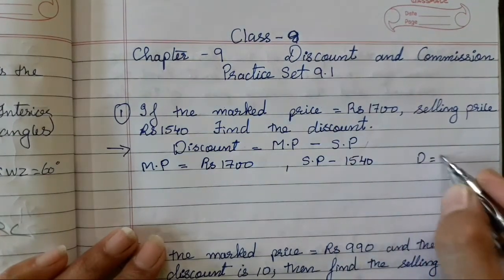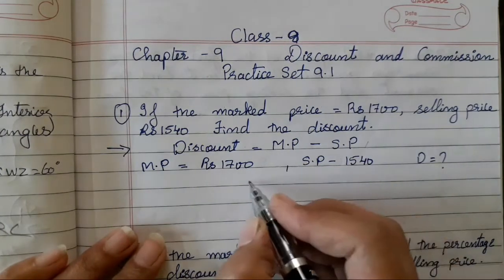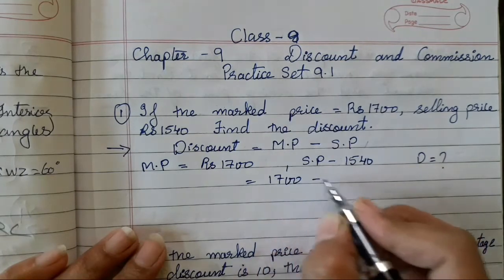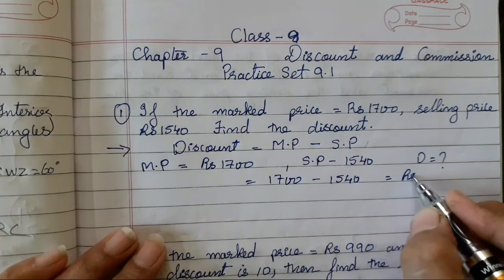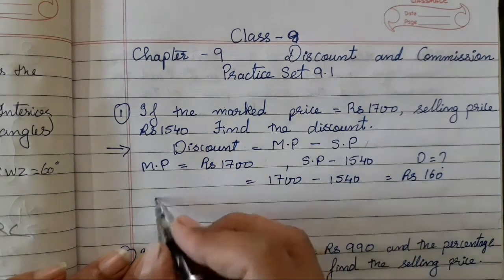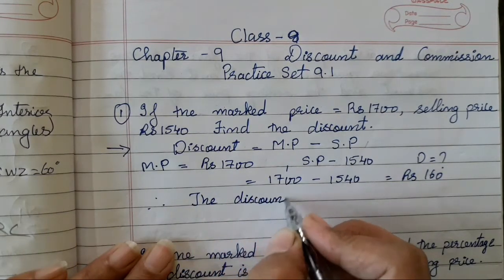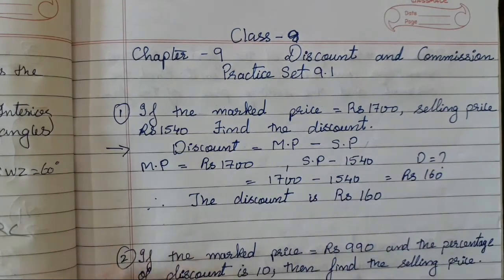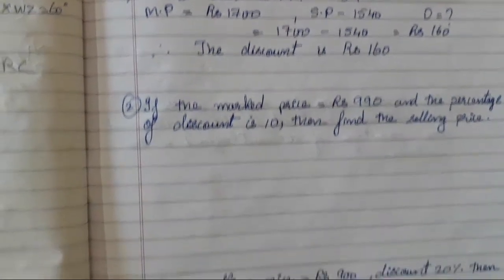What we have to find is the discount. We already have our formula, so let's use it. Marked price, that is 1700, minus 1540, you will get rupees 160. So what is the discount, children? At the end you all have to write: the discount is rupees 160. Isn't it easy? This was the revision of last year. Now let's start with the second example.